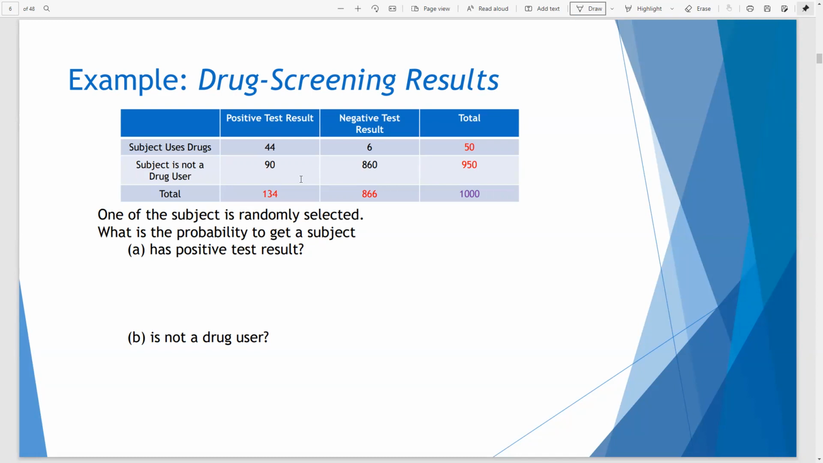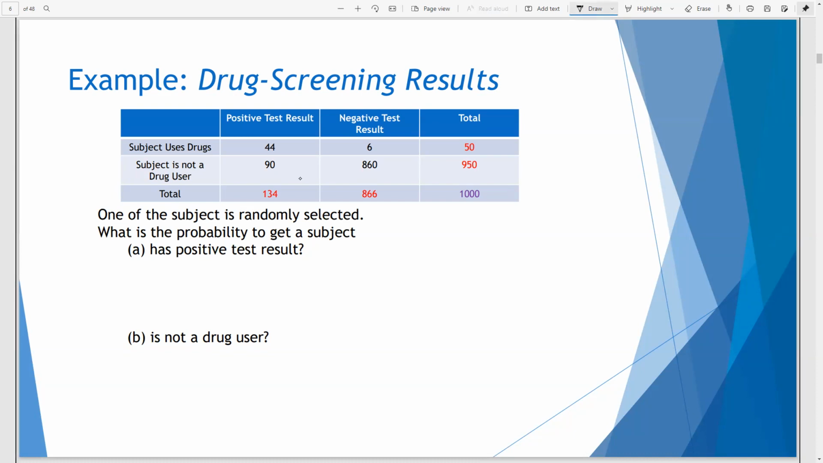So the column totals tell positive and negative. The row totals tell whether subjects use or do not use drugs. And there are 1,000 total people. Your row total and your column total should be the same. And the total number is what you should find first when you get the table. In your homework and in your exam, we're not showing you the numbers in red and purple. You'll find them by yourself. That's your first step.